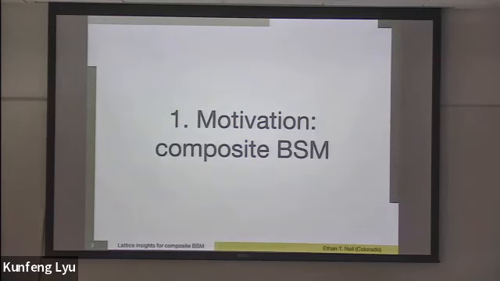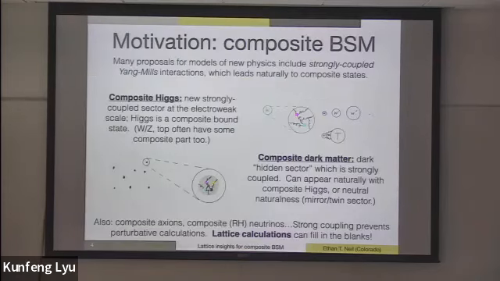Okay. So for motivation, there are many proposals for models of new physics that include strongly coupled interactions. I have in mind particularly the kind of strongly coupled interactions that we are familiar with in the standard model, Yang-Mills interactions like QCD. And if you have this strongly coupled interaction, you naturally have composite states. This can come in many interesting forms.